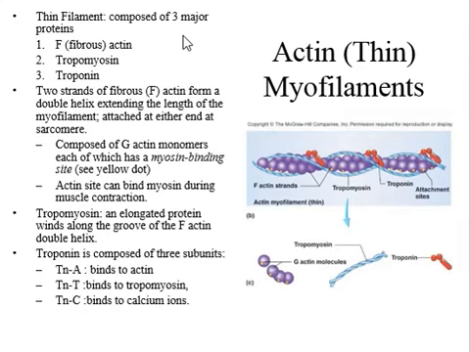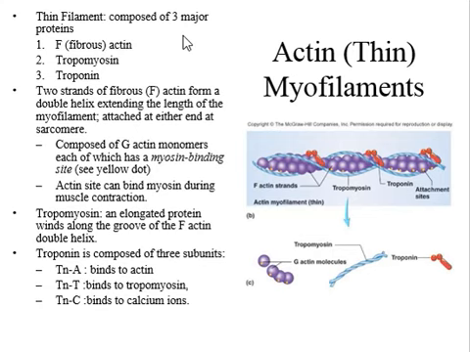Next we come to the tropomyosin. About 40 to 60 tropomyosin molecules are situated along the double helix strand of the actin filament. Each tropomyosin molecule has a molecular weight of around 70,000. In the relaxed condition of the muscle, the tropomyosin molecules cover all the active sites of the F-actin molecules.